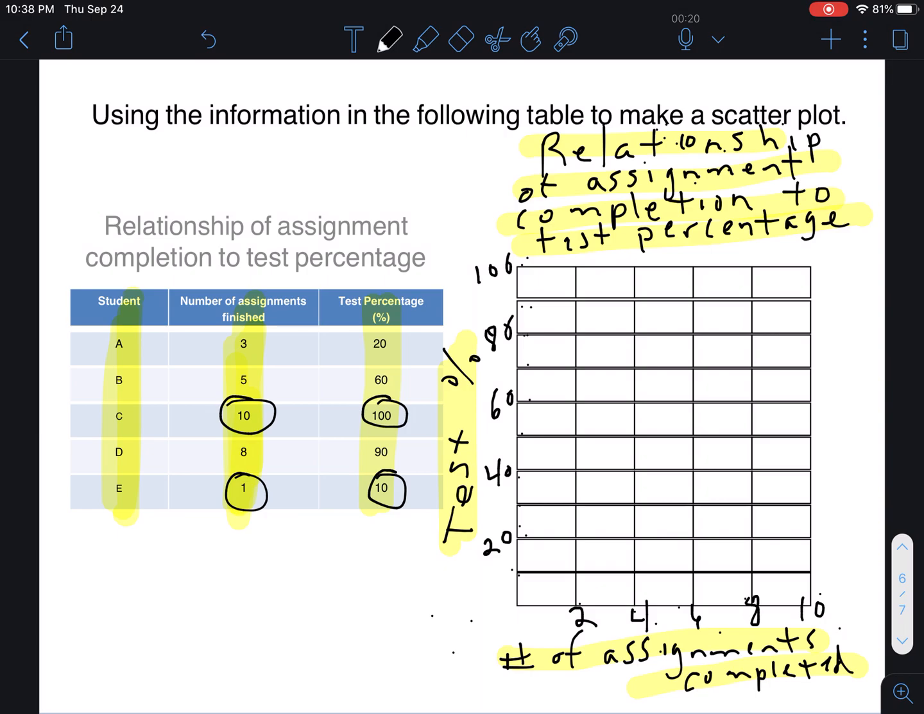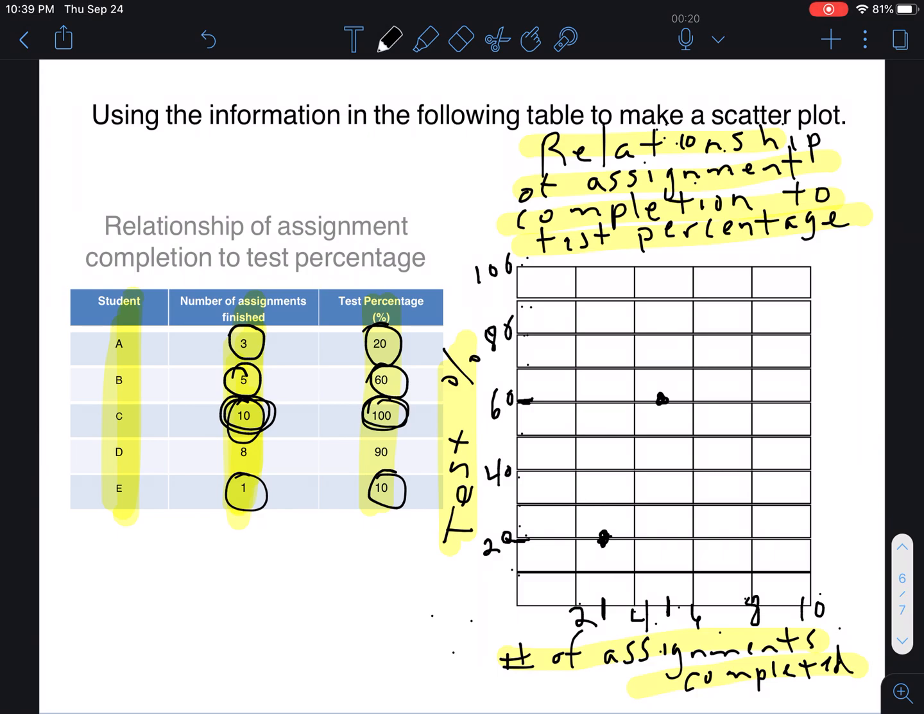Okay, let's plot the points. Student A finished 3 assignments and got 20% on a test. So here's three assignments, 20%, plot that point. Student B completed 5 assignments and got 60%. 5 assignments, 60%, plot that point. Student C completed 10 assignments and got 100%.